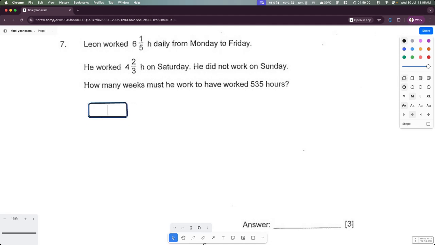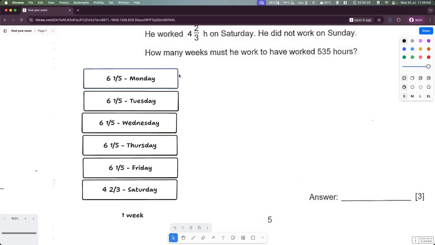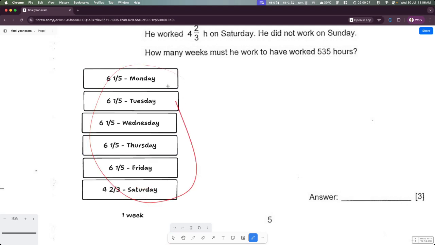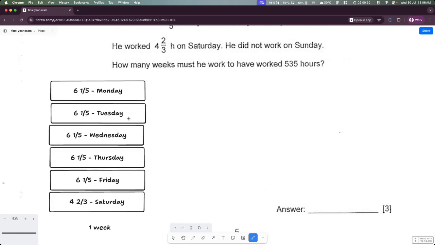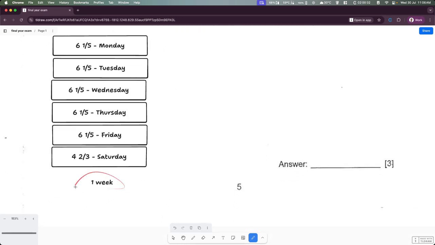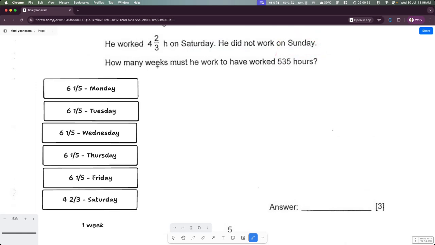I'm going to just put 1/5, right, and this is Monday, right? So Monday, okay, so I'm going to draw this out really quickly. So essentially it looks like this. So from Monday, Tuesday, Wednesday, Thursday, Friday, and then Saturday, all of these hours are being added up. Okay. So this is essentially 1 week because he did not work on Sunday. So how many weeks, right? So weeks, not days, weeks to work 535 hours.